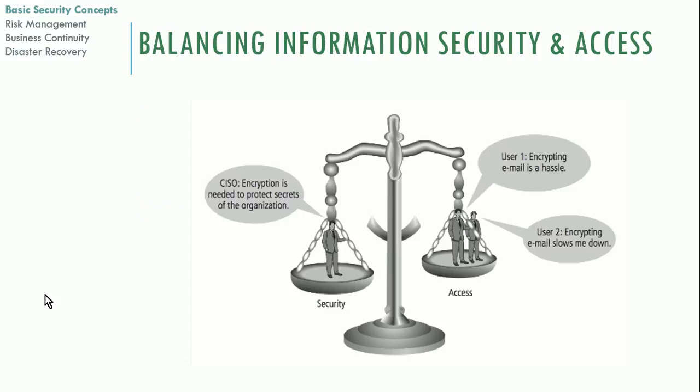Now, as far as information security and access, I've touched on this a little bit earlier, but one of the contentious things about IT security, and if any of you work in an organization, you probably have experienced this, is that IT security can tend to be at odds, sometimes feels like it's at odds, with the overall goals of the organization. Take, for example, this picture here where we're trying to balance security with access. The Chief Information Security Officer is saying that encryption is needed to protect the secrets of the organization, whereas the users are saying, well, encrypted email is a hassle and encrypted email slows me down.